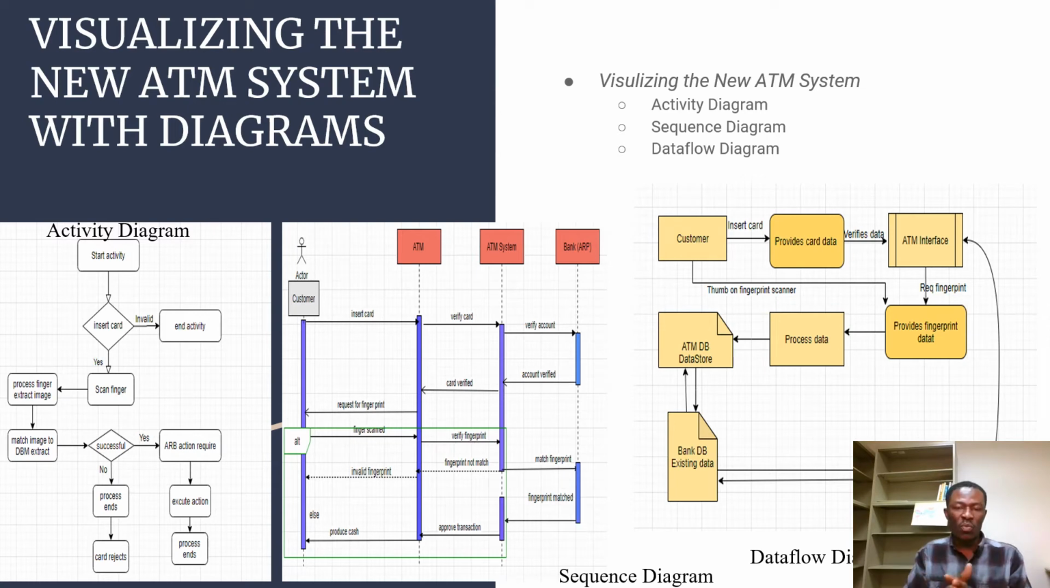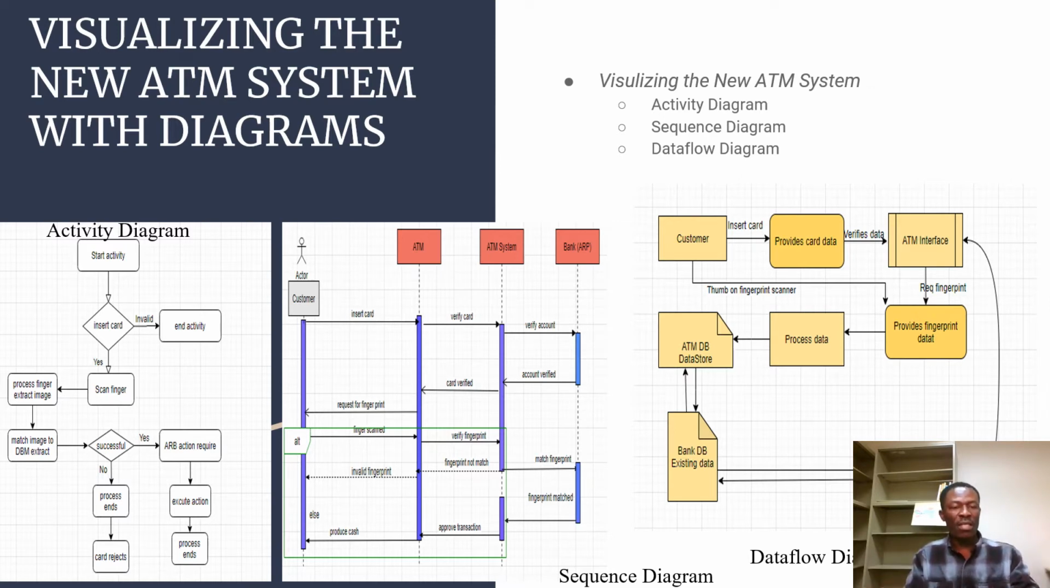So we decided to visualize the new ATM system with some diagrams to show how the system is going to operate. So first, from my left is going to be the activity diagram. So this is what describes the processes that the customer is going to go through by accessing the ATM with the pinless system.